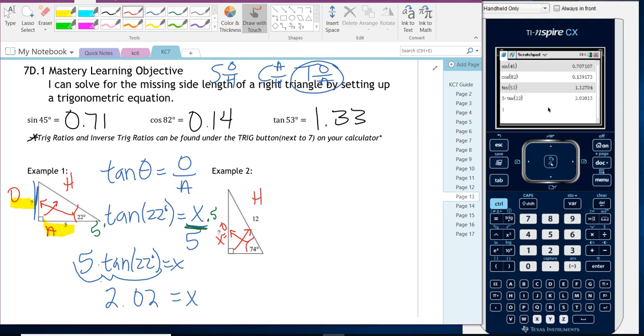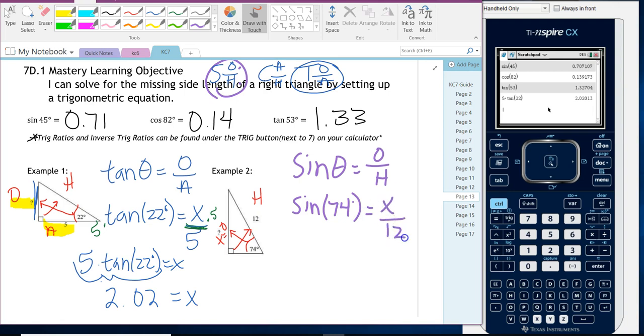So the only trig ratio that's going to allow me to set up a ratio based off of what I have, so O and H, would be sine. Sine is the only one that uses O and H. So the sine of theta equals our opposite over our hypotenuse. Go ahead and substitute what we know. Well, sine of whatever angle we have, which ours is 74, is going to equal the opposite, which is x, over our hypotenuse, which is 12.